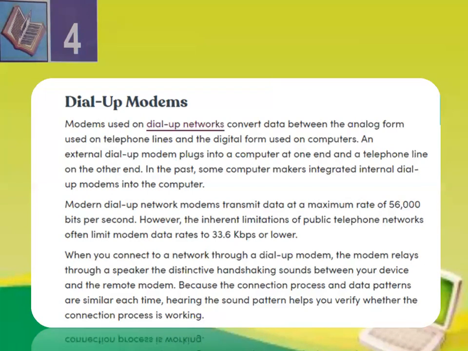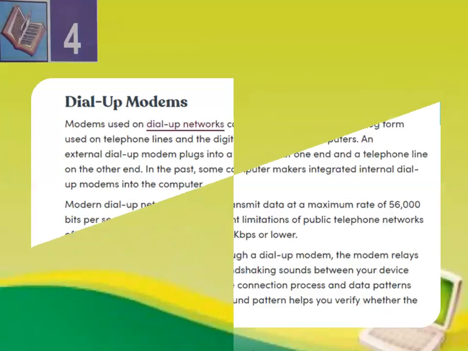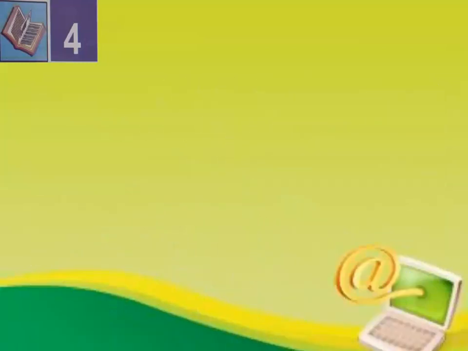So dial-up modems use telephone lines, and they can provide transmission speeds up to 56 kbps, kilobits per second, which is very slow. Therefore, their use is gradually declining. It has the advantage of providing internet connection from any location in the world, and it is the cheapest and easiest way to connect to the internet.